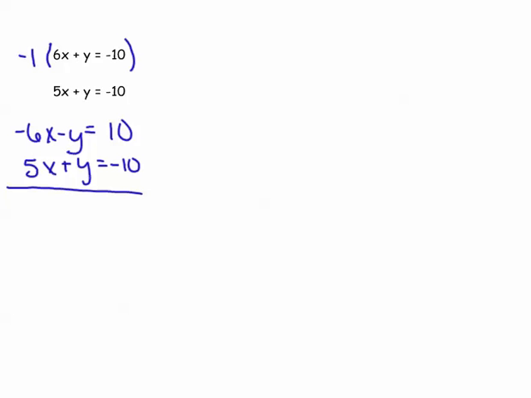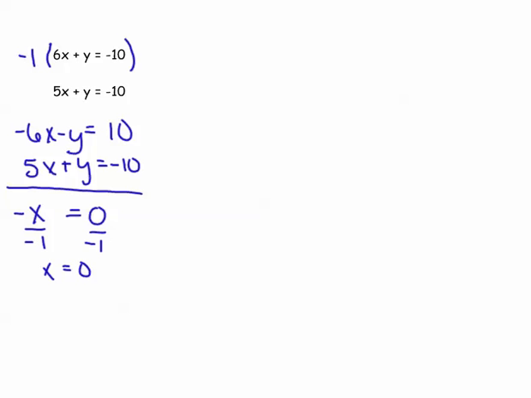Now we can combine the terms. Here we have the opposite of x. Our y term is now eliminated. And 10 plus -10 is going to be 0. And dividing by -1, just so that we're not talking about the opposite of x, tells us that x is going to be equal to 0.